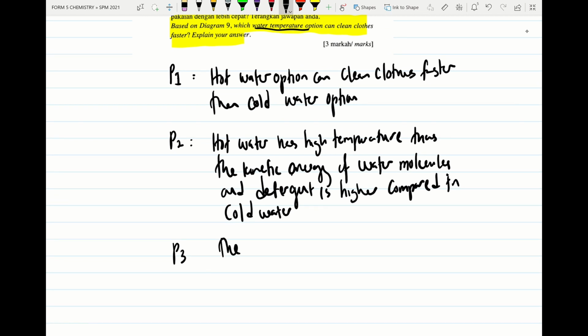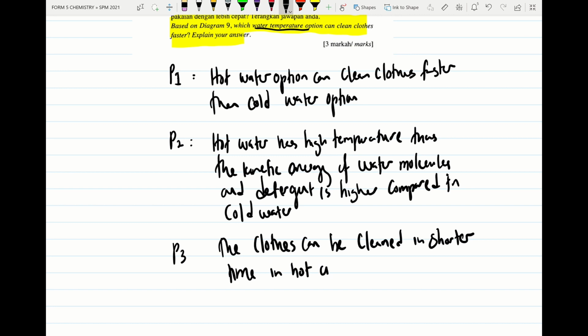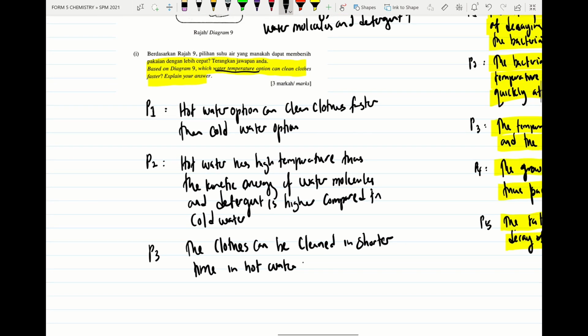Point number 3, the clothes can be cleaned in a shorter time and in hot water. All right, so these are the points that students have to write.